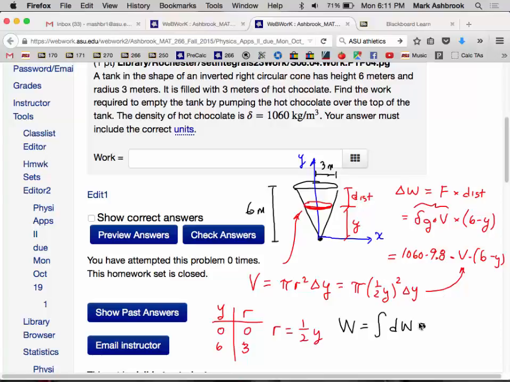Okay, so then we're going to do 1060 times 9.8 times pi times (1/2 y) squared, times 6 minus y, dy. Those are all multiplied together. So mass density in newtons per meter cubed, times the volume, gives newtons, times distance in meters, gives newton meters. So all that is our newtons, and then that's 6 minus y.